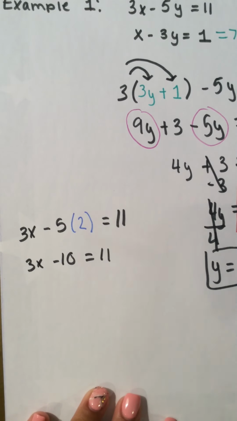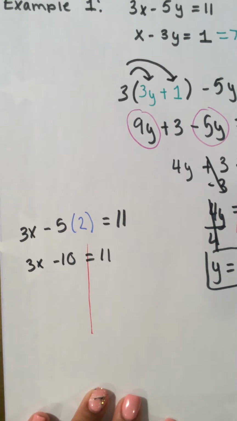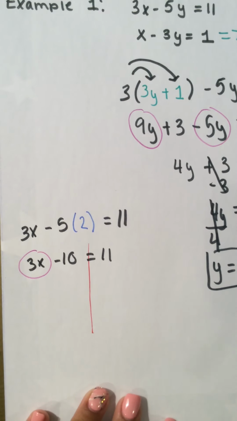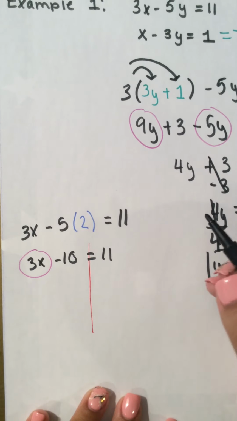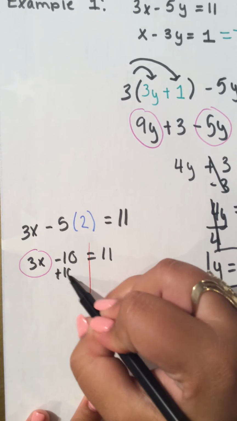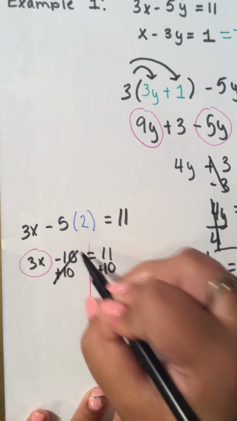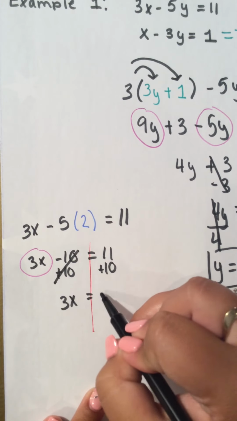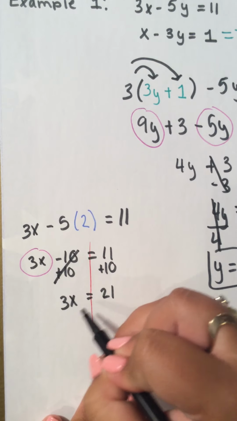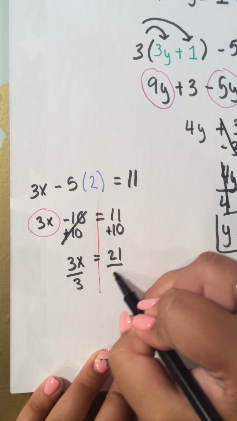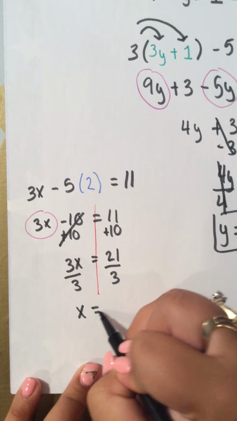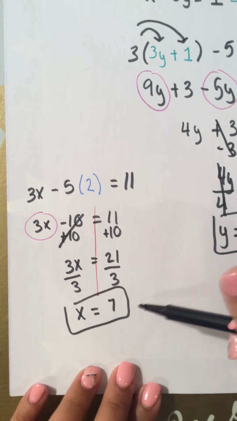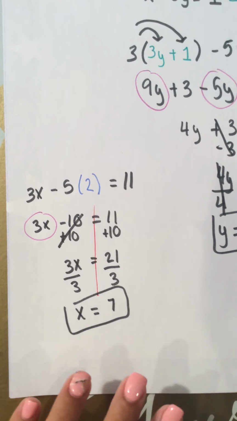If we draw the line and circle the variable, now I solve for x. The opposite of minus 10 is addition, so it's going to be plus 10 on both sides. Here they cancel out, so I have 3x equals 11 plus 10 is 21. This 3 and the x are being multiplied, so I divide by 3 on both sides. x equals 7. All right, so now I got x equals 7 and y equals 2.